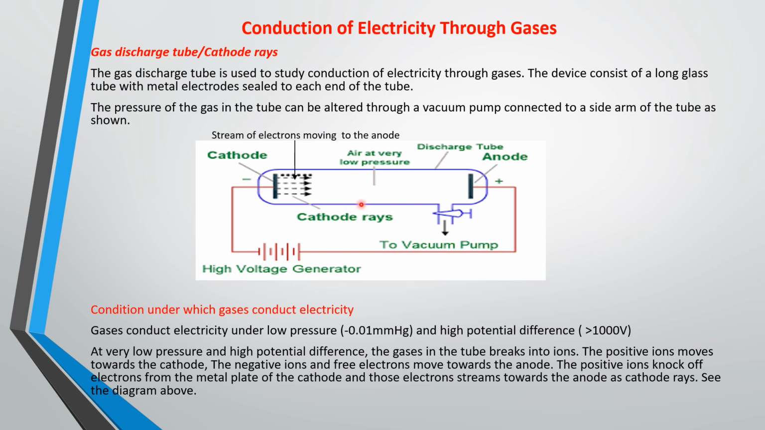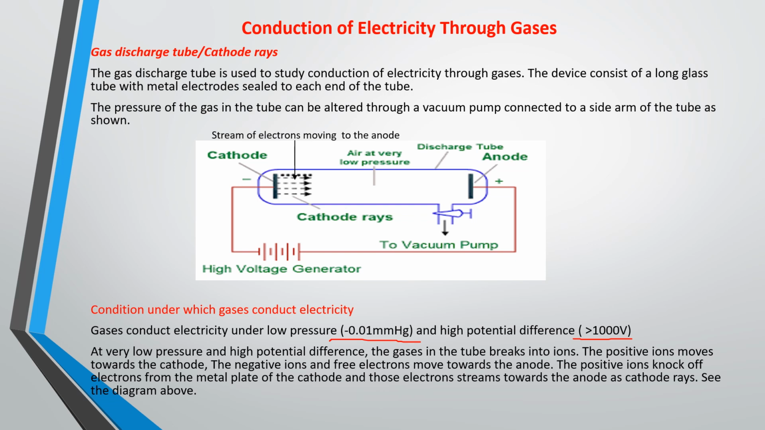Now, under which condition do gases conduct electricity? Gases will conduct electricity under very low pressure of about 0.01 millimeter mercury and at very high potential of greater than 1000 volts. Alright, so those are the conditions under which gases conduct electricity.